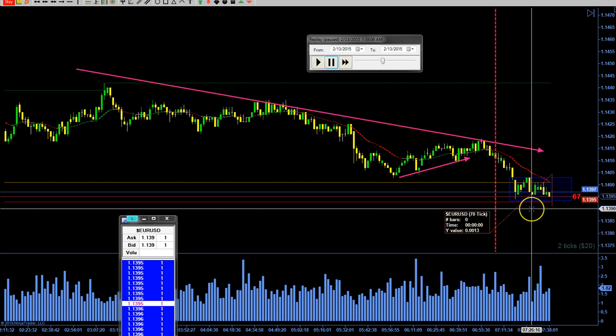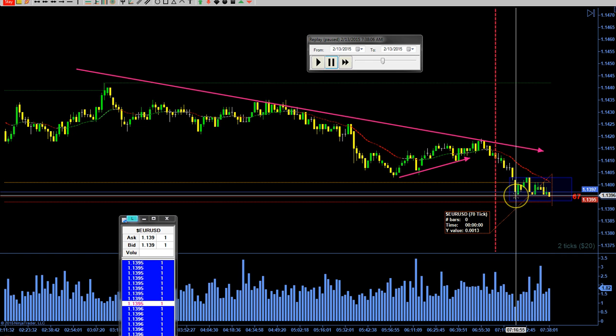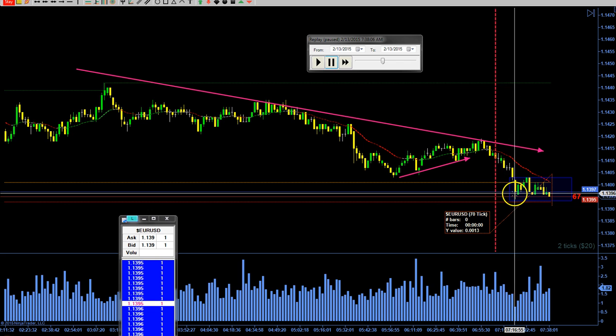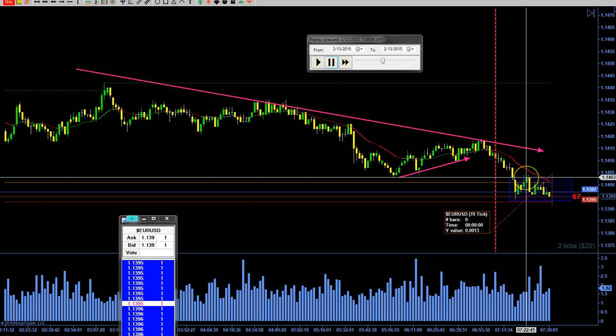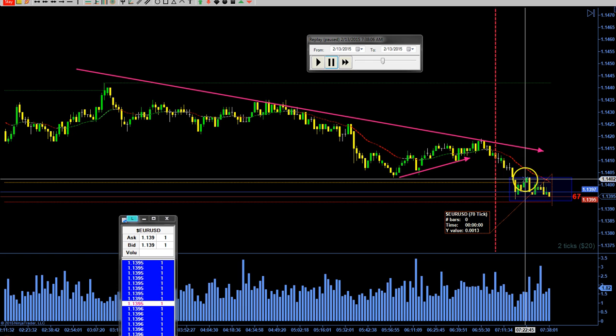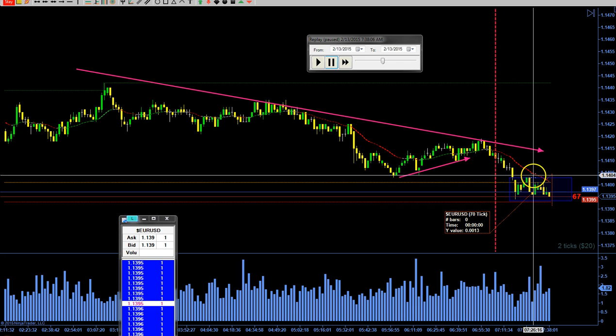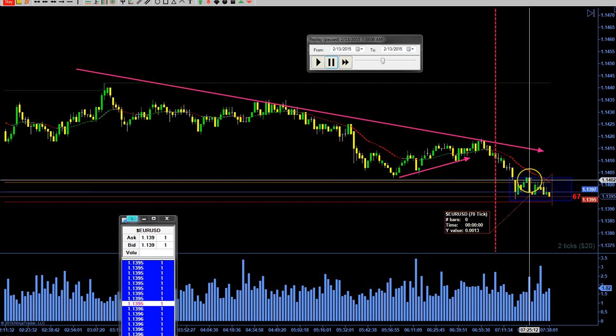Then, is there support in this area? So what I'm looking for when I talk about, is there support for your stop, is there an area where I can place my stop where, short of that, the market has recently reversed? And that's what we're looking at right here in this area.